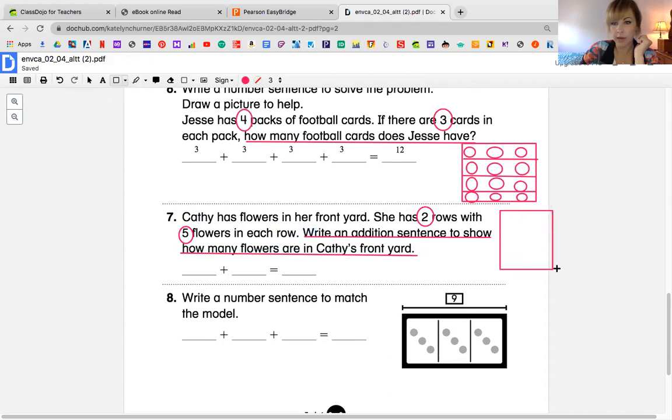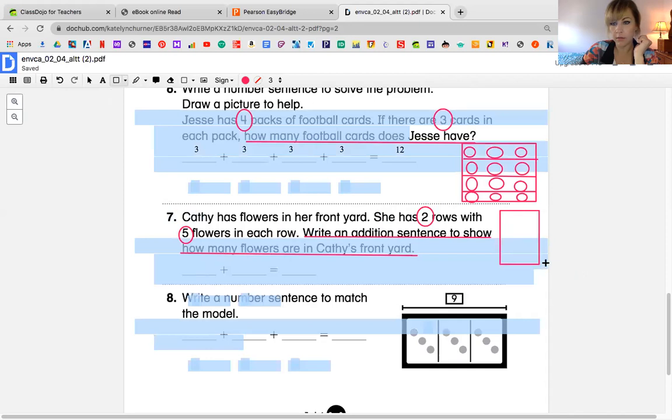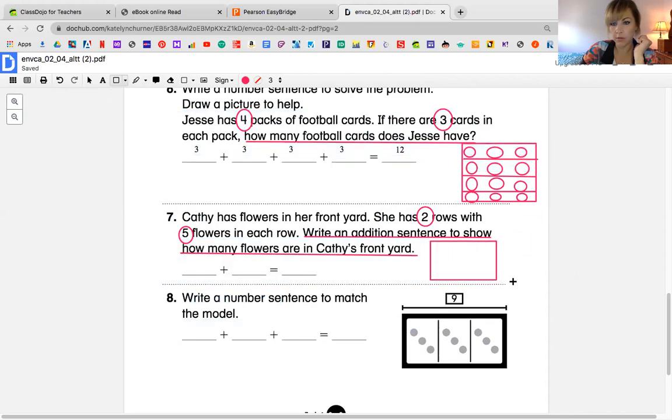Okay, so here's my array. I don't know if it'll let me go off the page. That's okay, this is perfect. And it tells me that there's 2 rows. So I'm going to take my box, make an array with 2 rows. And in each row, it states that there are 5 flowers. So I have 1, 2, 3, 4, 5. Sorry, 1, 2, 3, 4, and 5.